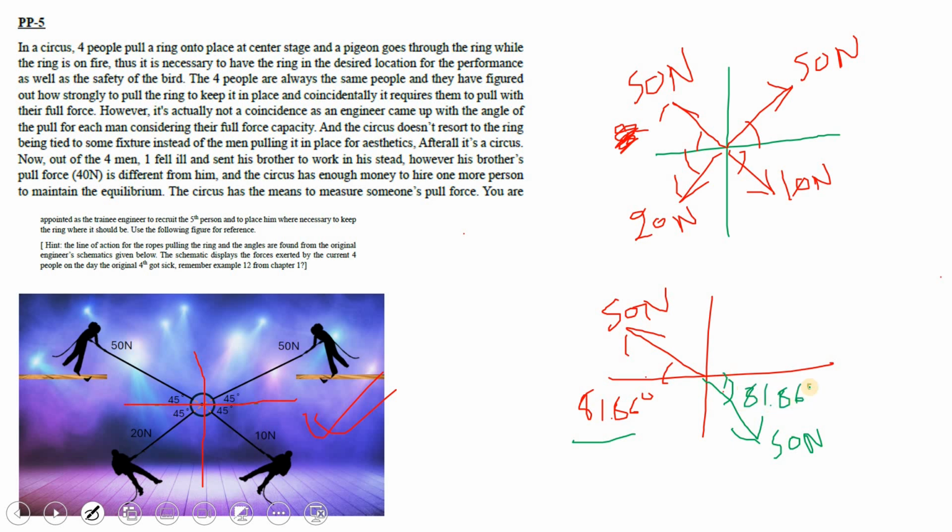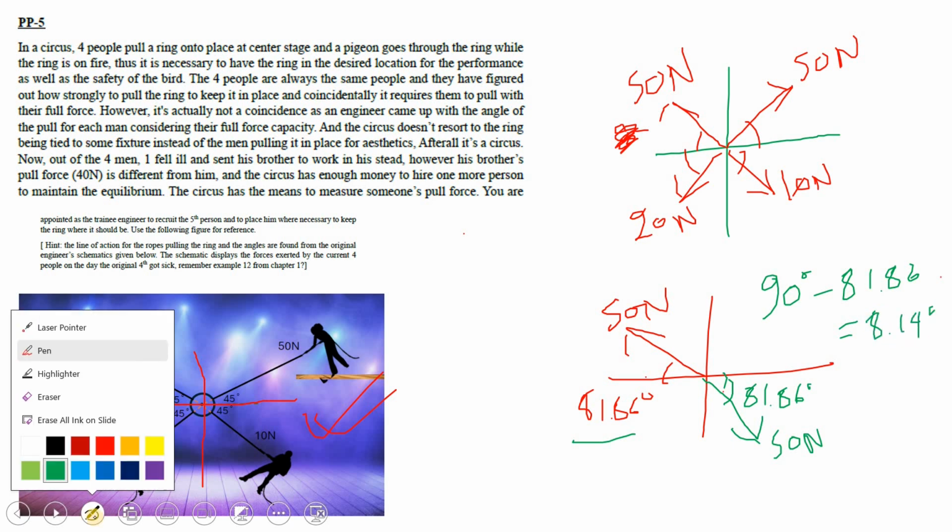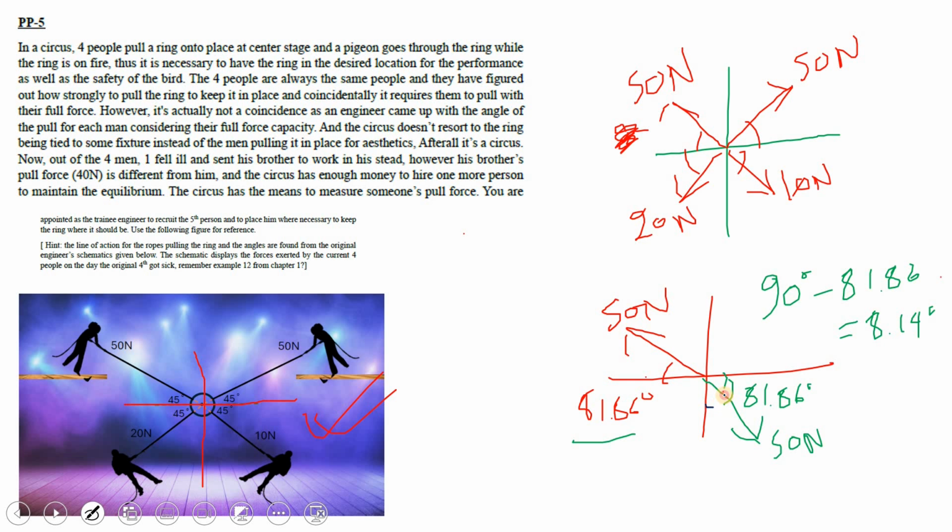If we want to make this simpler, then we can subtract it from 90 degrees. So 90 minus 81.86 comes out to be 8.14. So 8.14 degrees, and that is going to be from here, straight up from the bottom, an angle of 8.14 degrees. So we can say that it is an angle of 8 degrees and a force of 50 newtons.